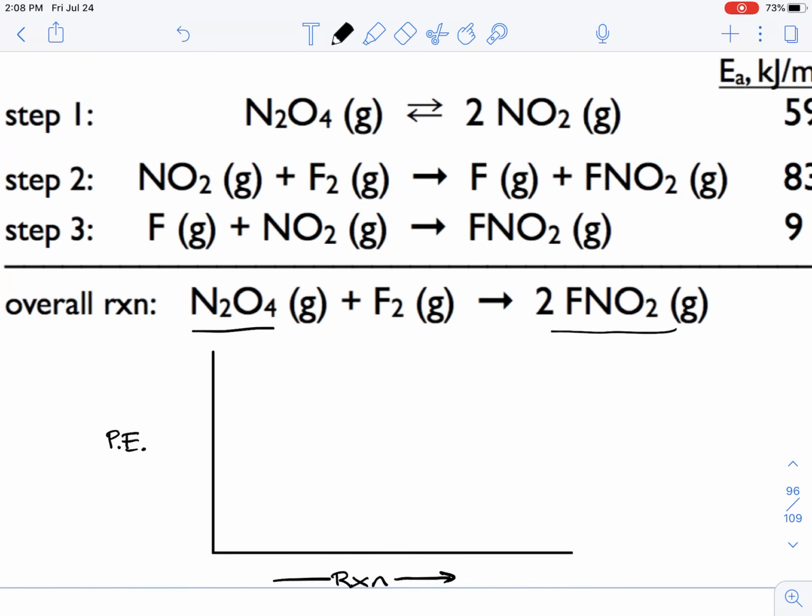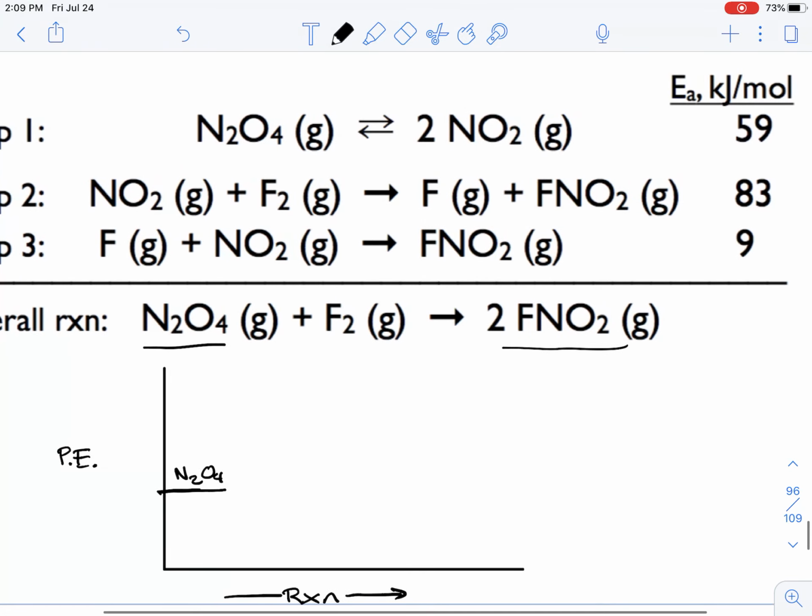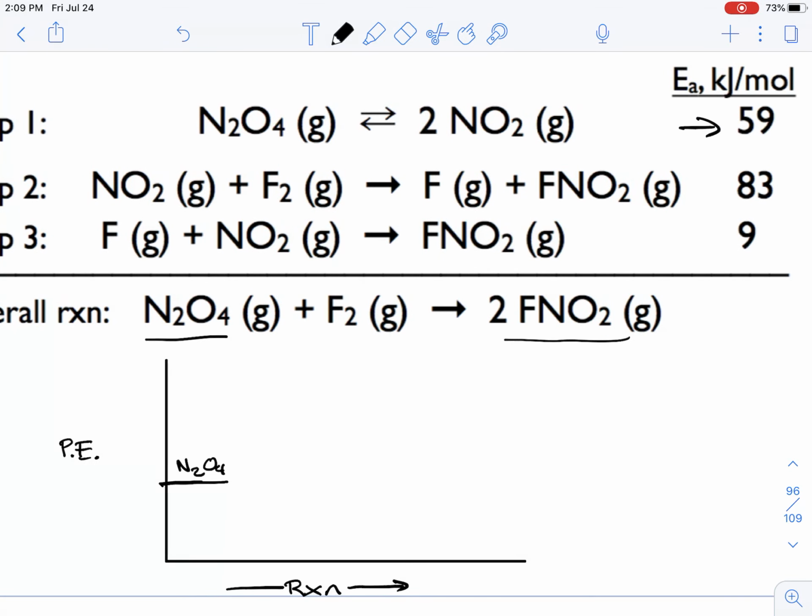And so if you guys recall, the potential energy of your reactants will be fixed at a certain level. It does not start from zero, simply because there is potential energy stored in the chemical bonds inside a chemical compound. And so let's just say that I have this reactant, N2O4, and according to my first activation energy, it's going to increase by 59 kilojoules per mole.